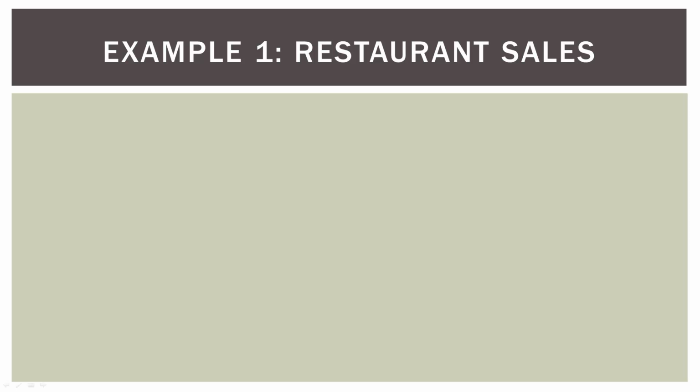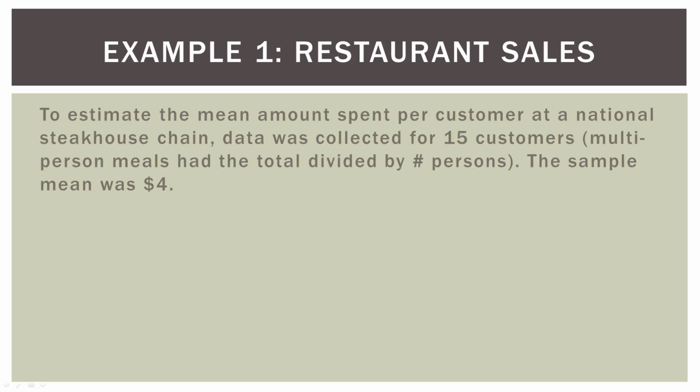Okay, so example 1, restaurant sales. And I've modified these from the previous video to match the situation where we do not know the population standard deviation. Okay, so to estimate the mean amount spent per customer at a national steakhouse chain, data was collected for 15 customers. So multi-person meals had the total divided by the number of persons to get a per customer meal price. So the sample mean was $4.